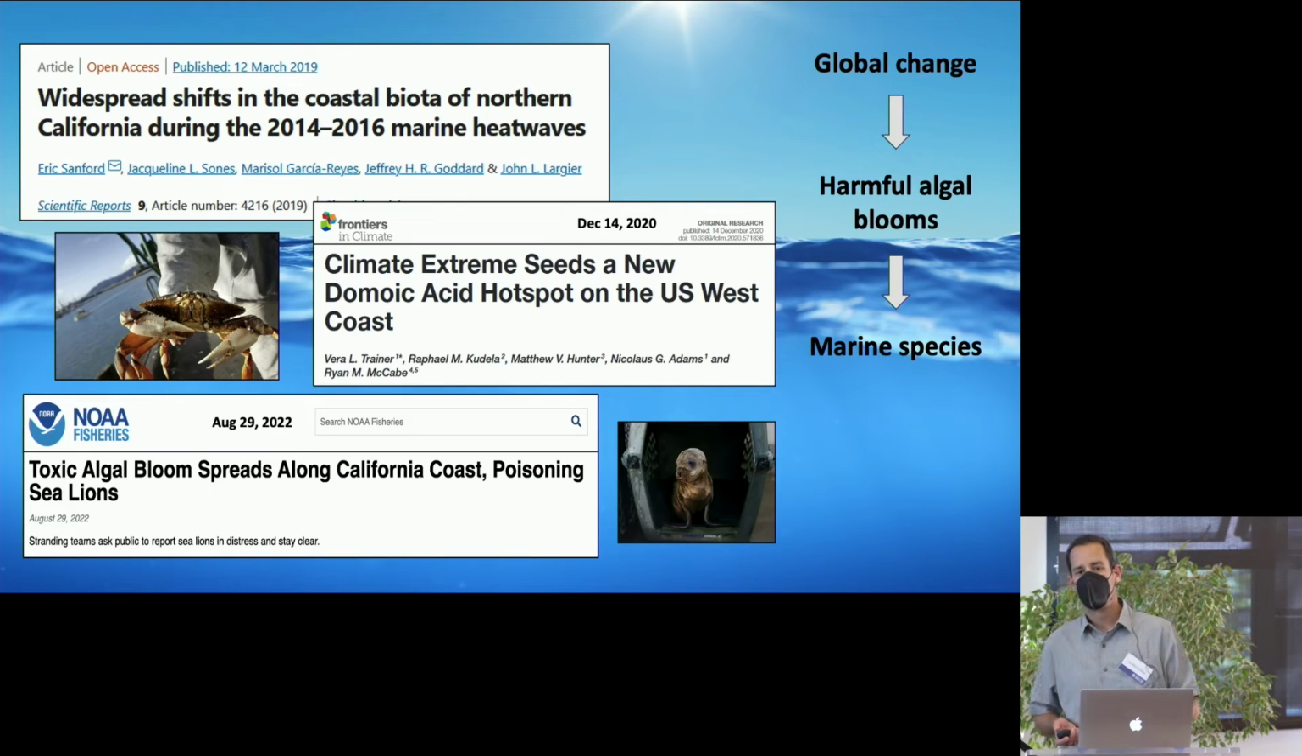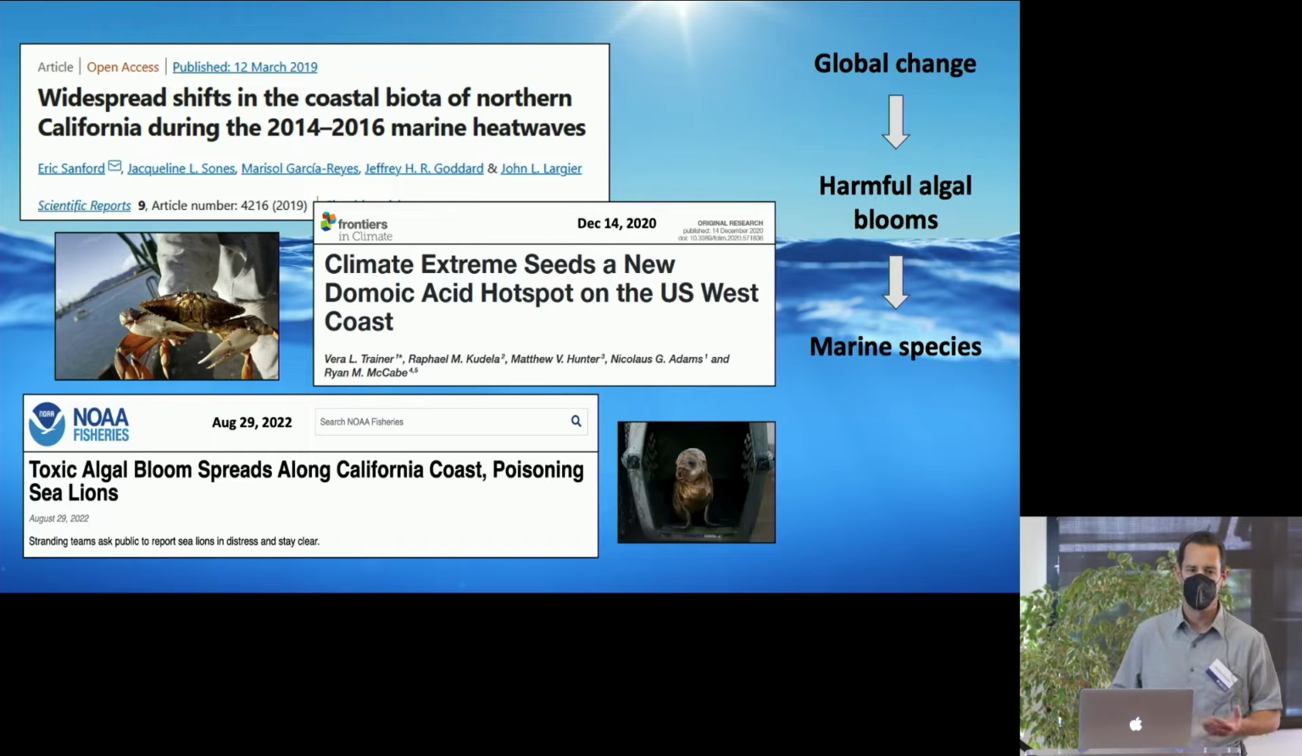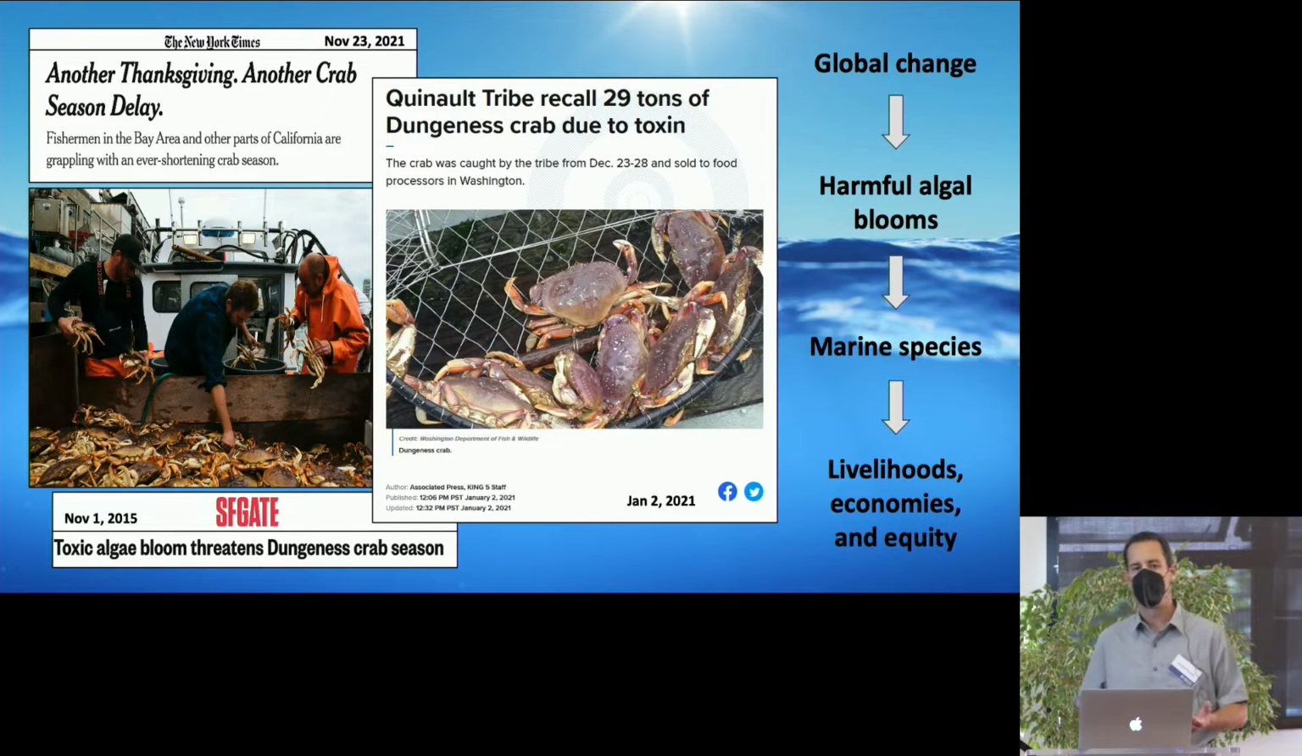So if you believe recent scientific studies, climate change has had quite an impact on harmful algal blooms and species distribution along the coast of California. And those effects don't stop at the ecosystem, but they also extend to livelihood and economies. For example, here with the Dungeness crab fisheries that were closed because of a toxic algal bloom. And those effects may actually be disproportionately impacting tribal communities or native communities that relied more heavily on those resources.